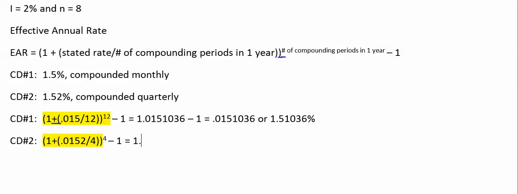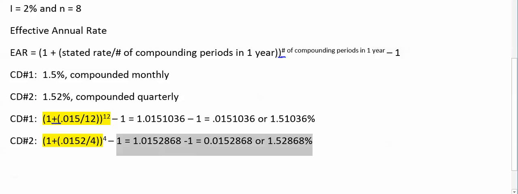That gives me 1.0152868. Then I would subtract 1 from that. Gives me 0.0152868, or 1.52868%. I would want to choose the CD with the highest effective rate, so that is CD2.